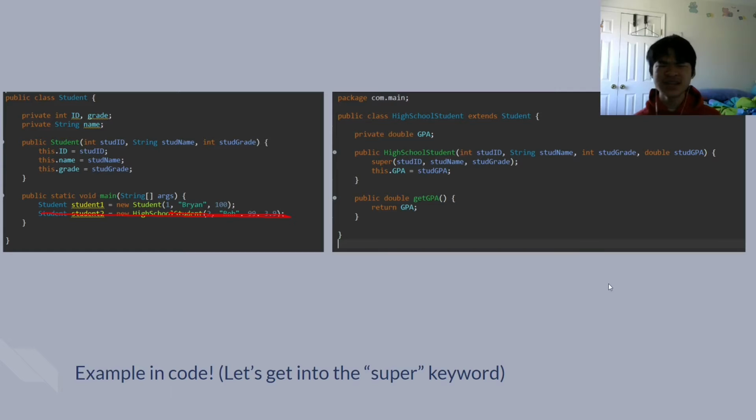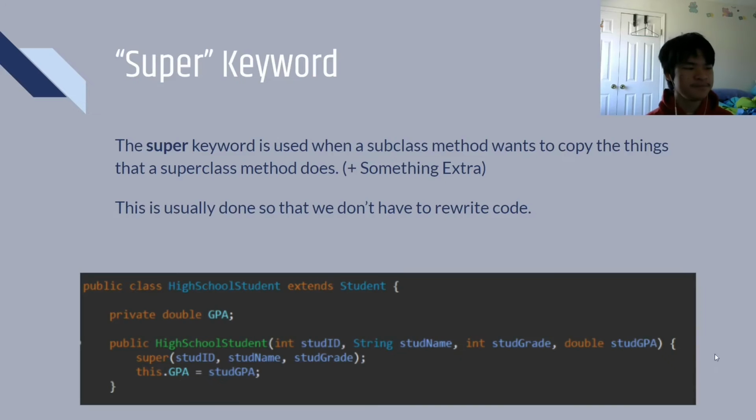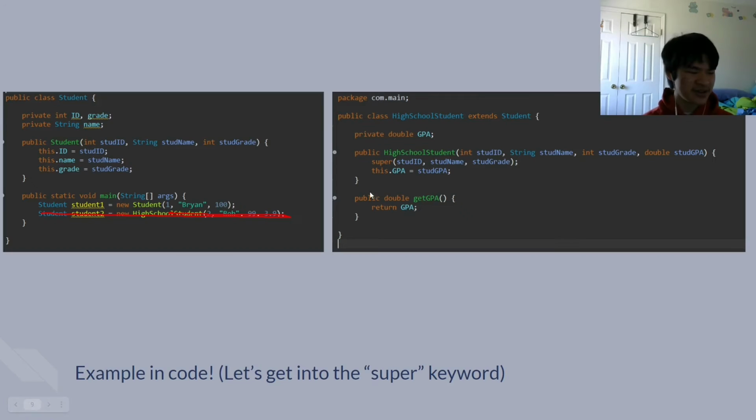So now, what is super? What does this do? Well, let's take a look here. It's used when a subclass method wants to copy the things that a superclass method does, because remember, a constructor is a method. So we have super, student ID, student name, student grade. Now, if you notice, the superclass of high school student is student. So it'll actually come over here and construct the student class and say, all right, it'll do this.id equals studentID, this.name equals studentName, this.grade equals studentGrade. So we're basically taking this code and running it in one line. That's essentially what we're doing here, so that the high school student will get its student ID, name, and grade.